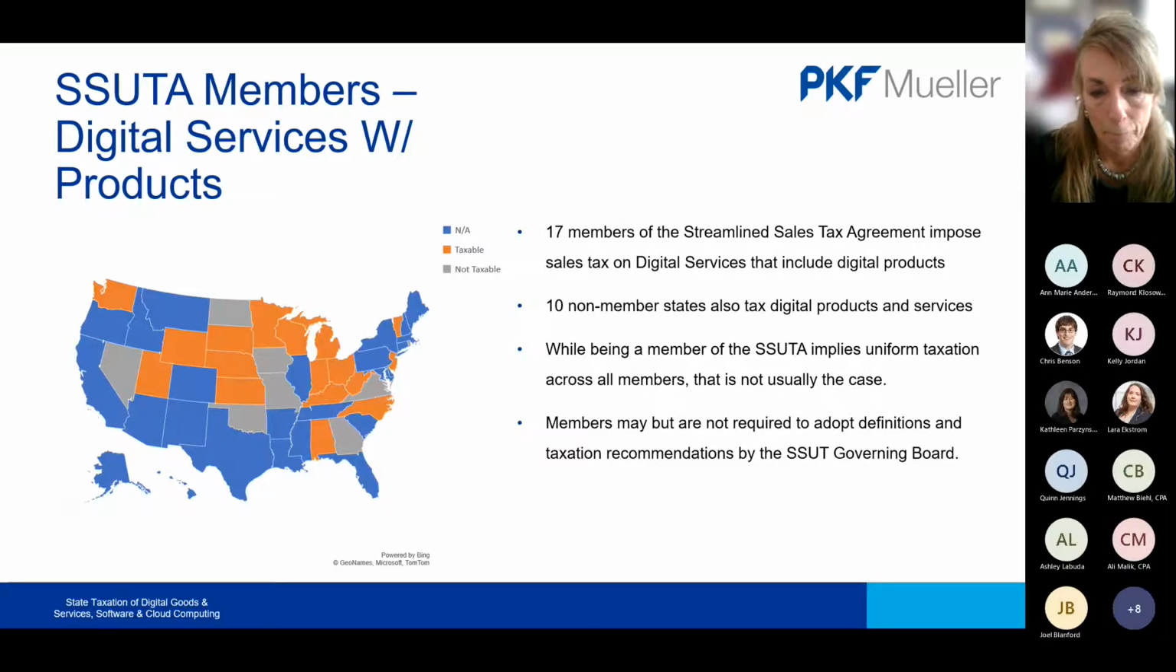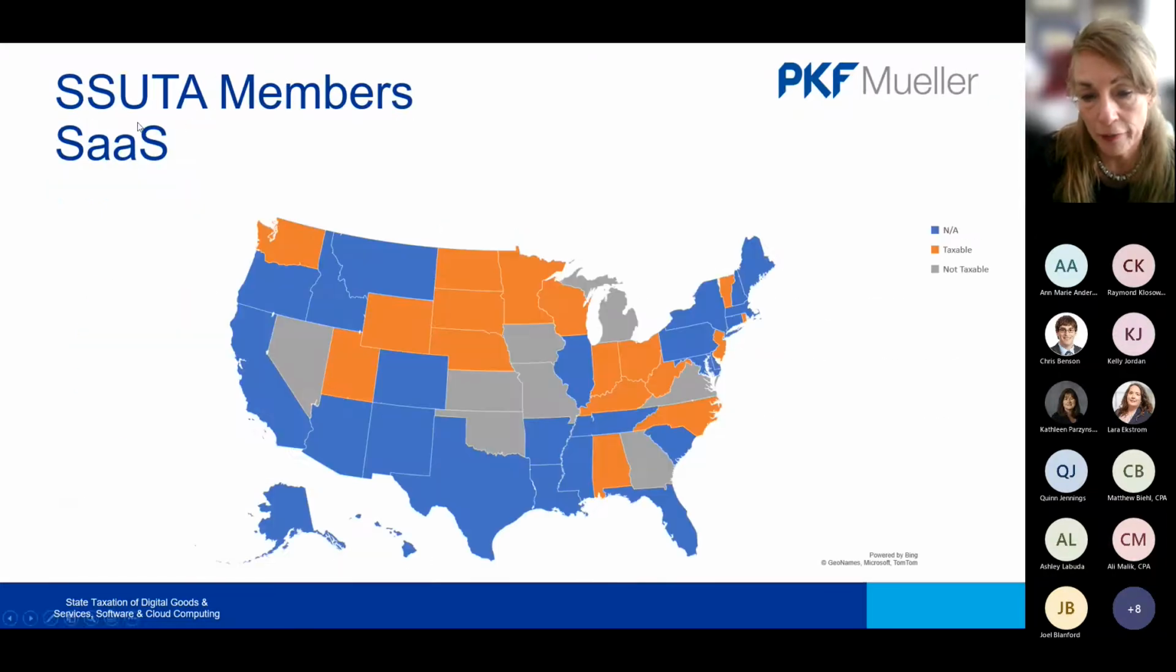So really what you can see here is it isn't uniform across a lot of these members. Most may be taxable, but some aren't. So while they do have a membership in this SSUTA, it doesn't necessarily mean that they have to impose tax or have to adopt a definition. Basically, this governing board brings a lot of things up, and it's up to the state to dictate whether they would like to accept it or not. But they do have quite a few members, 17 out of 23 or 24, arguably, that do tax digital.